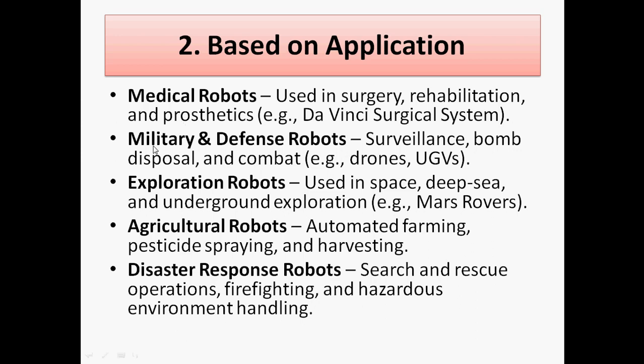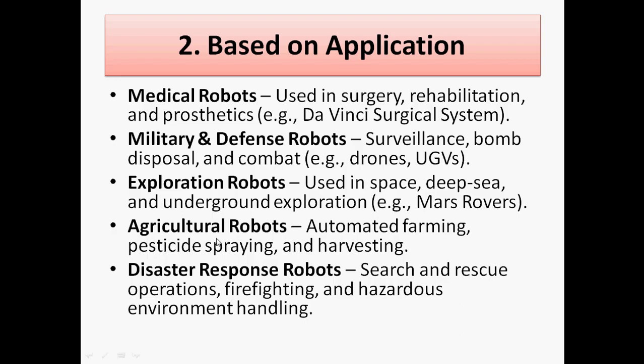Secondly, we are discussing military and defense robots. We use them for surveillance or bomb disposal. We use UAVs, that is unmanned air vehicles, or different types of drones for military and defense. Then exploration robots, used in space, deep sea, or underground exploration. That is the exploration robots. An example is the Mars rover.